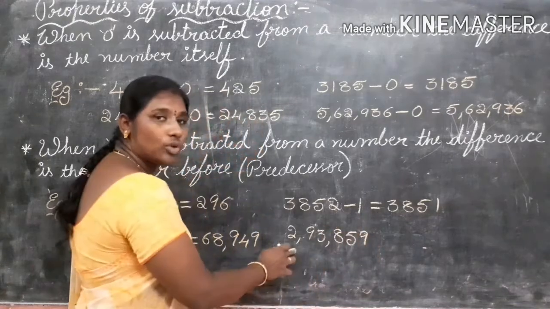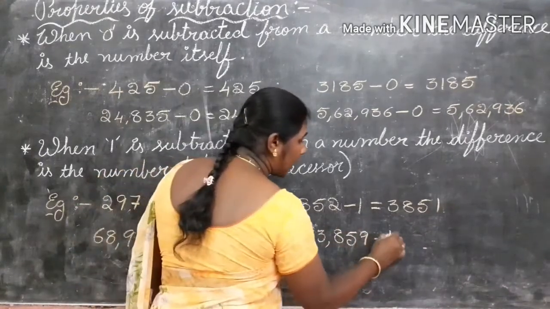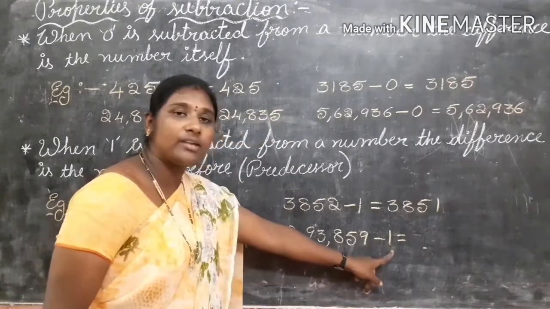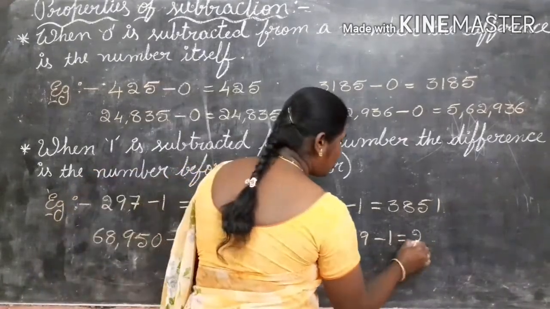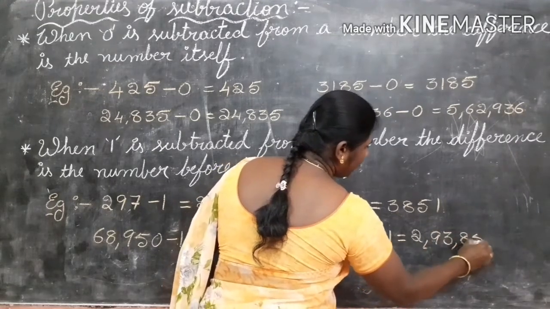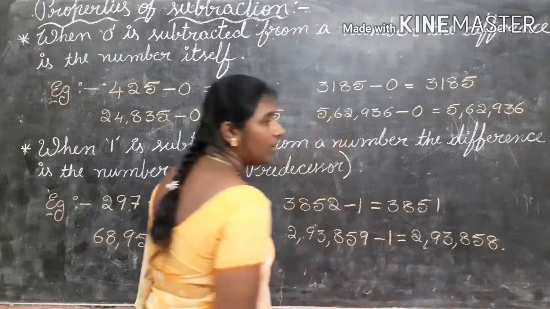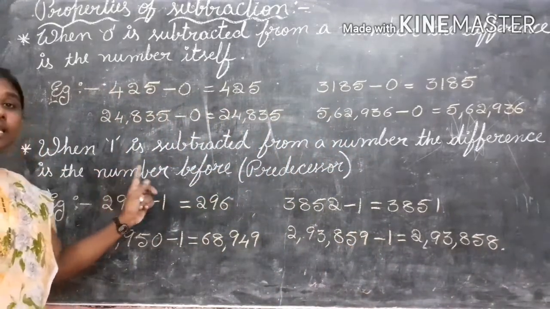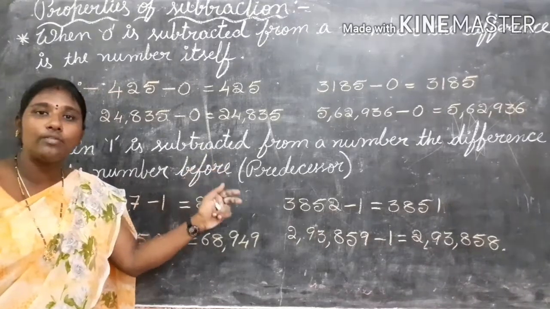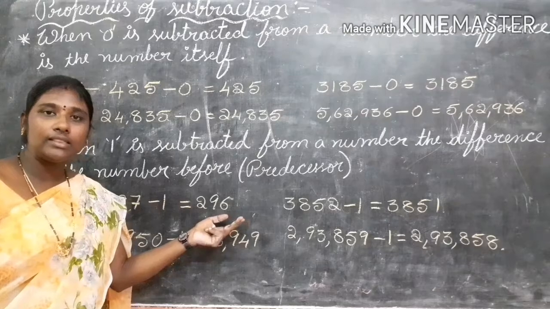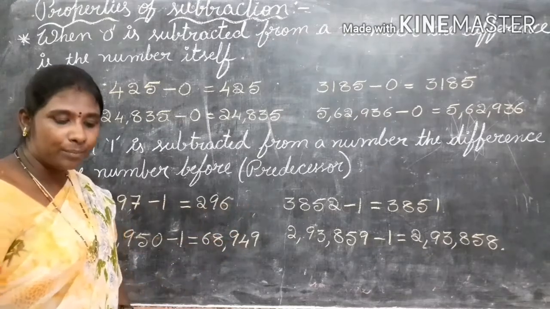The same if we take a lakhs number. 2,93,859 minus 1. Here also we have to subtract from the ones place. 9 minus 1, 8. So 2,93,858. When 1 is subtracted from a number, the difference is the number before. Before number means we will get the predecessor of the number.